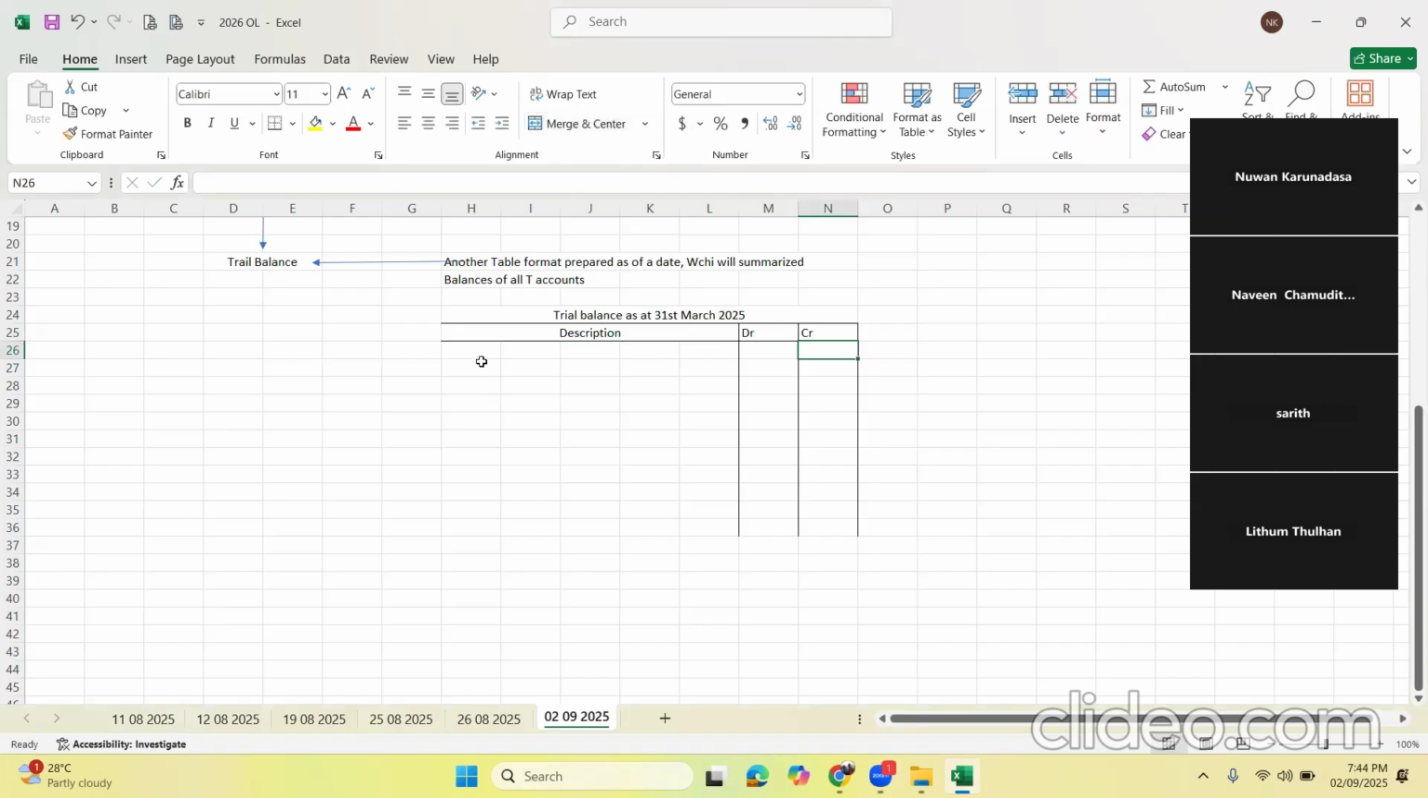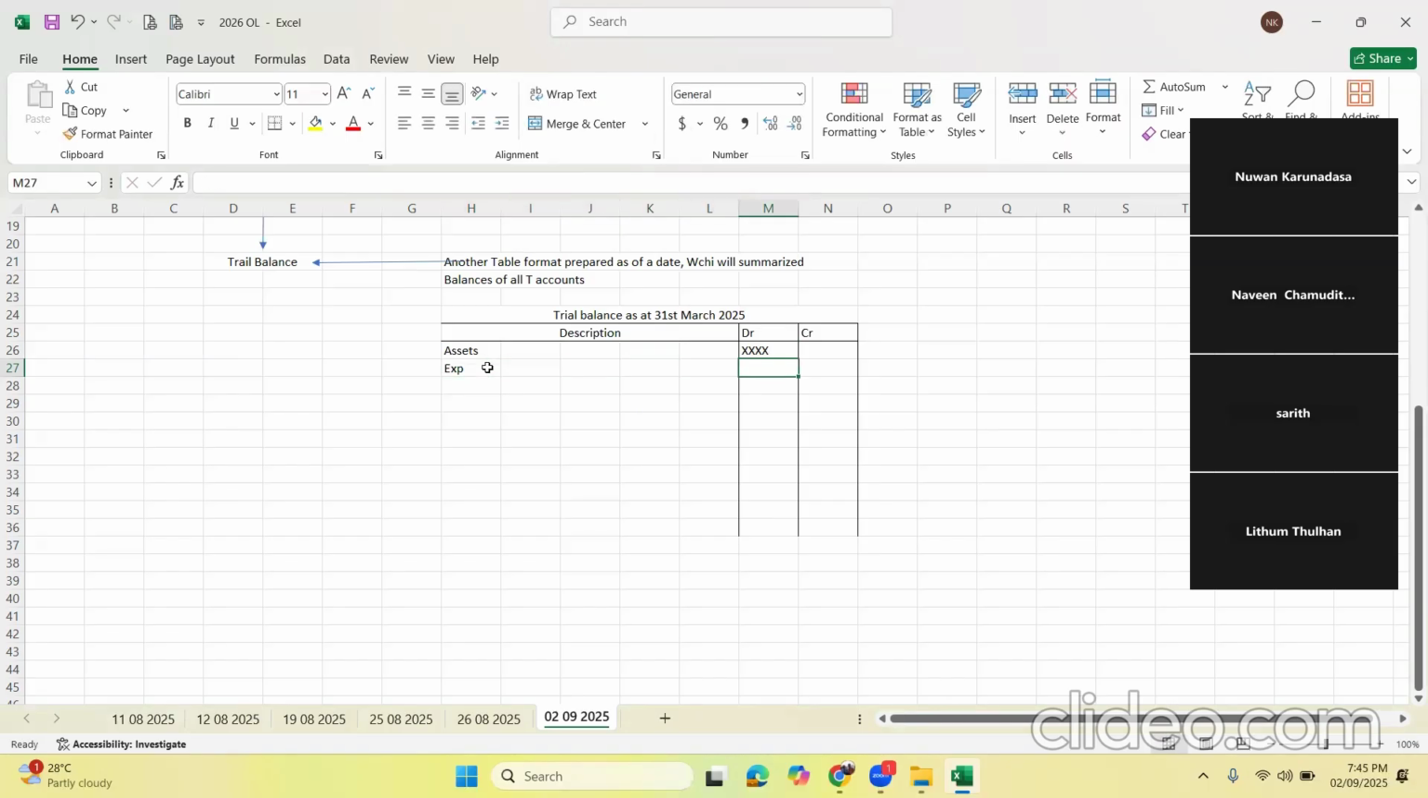Here we have learned already we have five types of accounts. Out of those five, assets accounts. What are the assets we have learned? Cash, land, building, motor vehicle, stocks, debtors. Those assets accounts will have debit balance. As per the double entry system, assets accounts are having what? Debit balances.